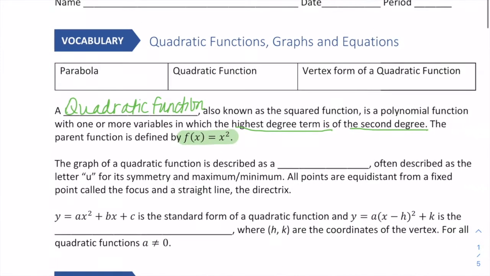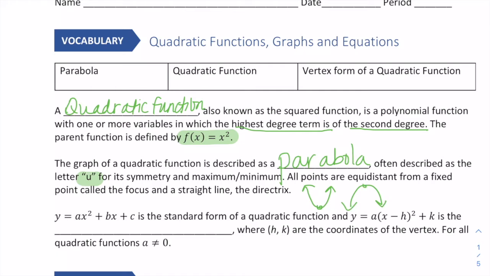The graph of a quadratic function is described as a parabola. And you may say as an adjective, it has a parabolic shape. It's often described as a U, the letter U. It is symmetrical, has a maximum or a minimum, right? So we know that it may be opening up and have a minimum. It may be opening down and have a maximum.